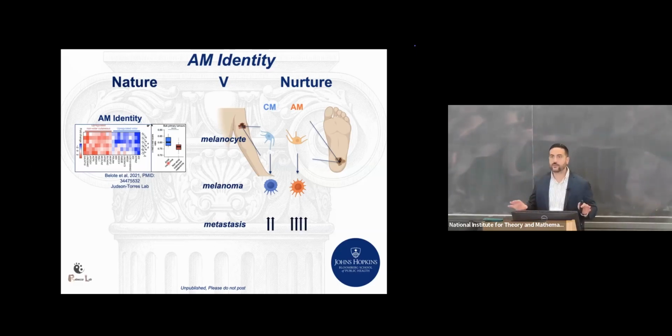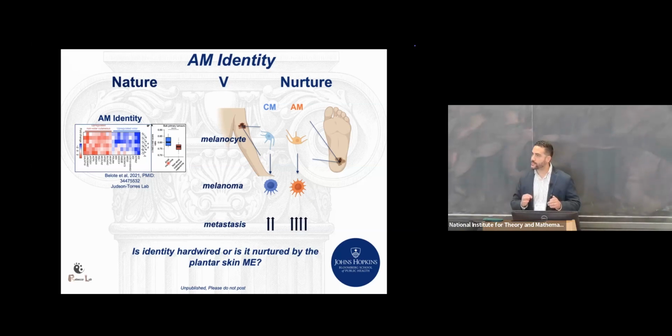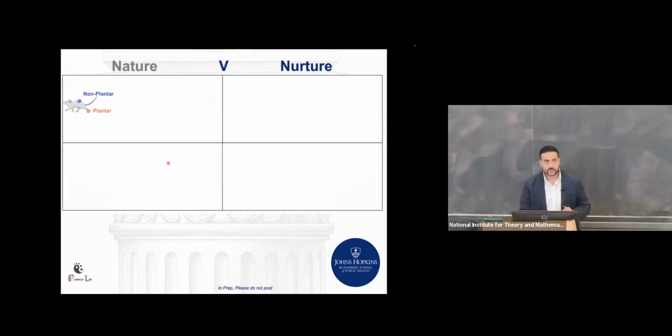So many in the field of acral melanoma believe the reason acral melanomas are biologically different from cutaneous melanomas is because the melanocytes they come from, the cell of origin, are so biologically distinct, and those differences are maintained, inherited. So our question was, is this identity hardwired? Is this part of the nature of acral versus cutaneous, or is this another situation that may be nurtured by the plantar skin microenvironment?